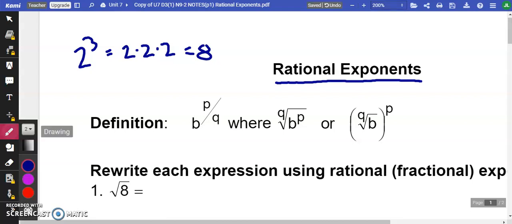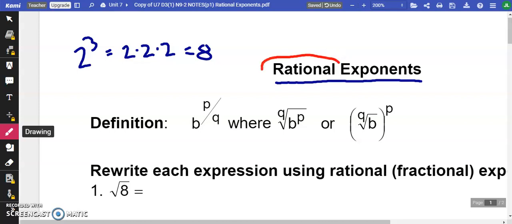So, of course, we know that when we're talking about rational numbers, we're usually referring to whole numbers and, more importantly, fractions. So basically what we're going to look at today is the meaning of a fraction exponent. So a 1/2 power or a 1/3 power or a 1/4 power.